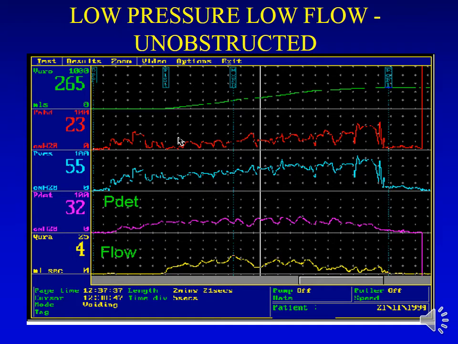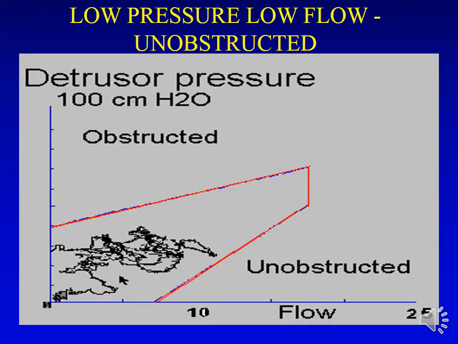Okay, now this is the voiding phase, voiding cystometry. When the patient is passing urine, in the lower part you can see the flow. While the patient is passing urine, the pressures are very, very low. This is low pressure, low flow, unobstructed. Very characteristic of weak bladders. So this is an unobstructed but low pressure, low flow.